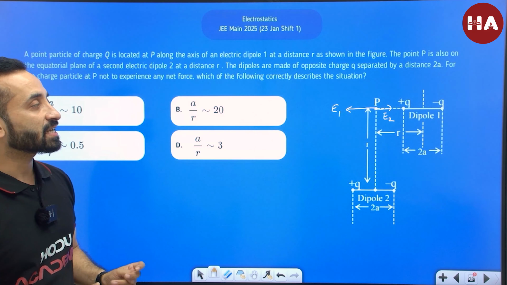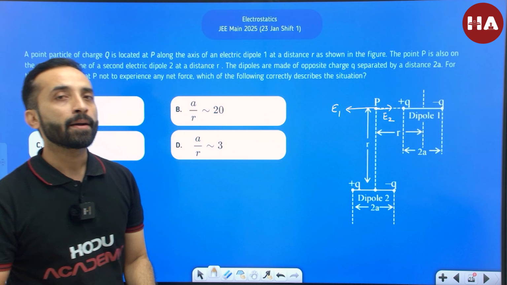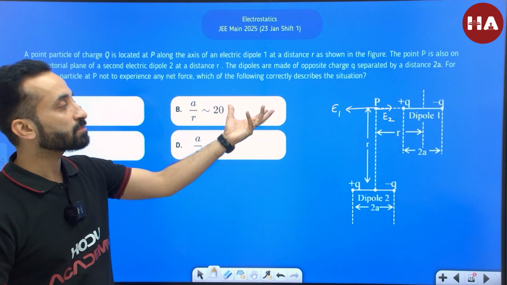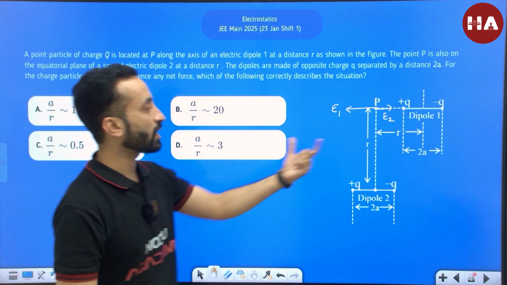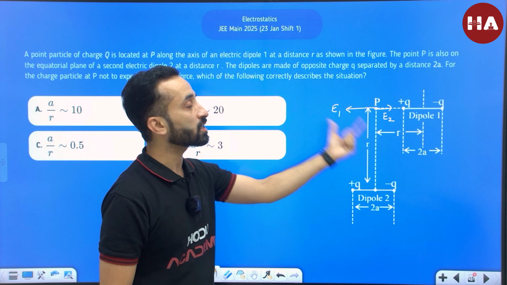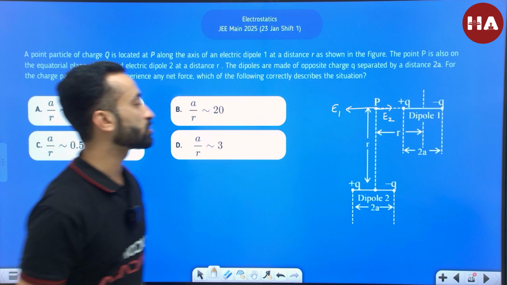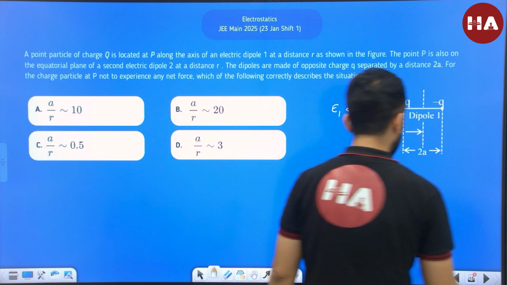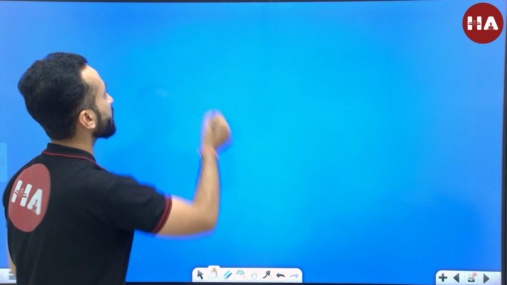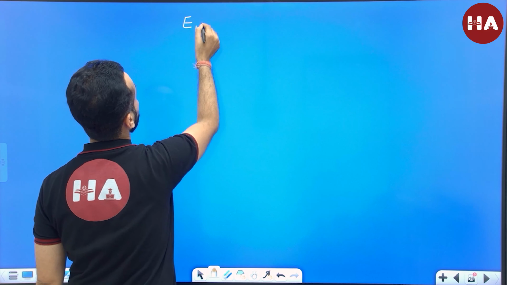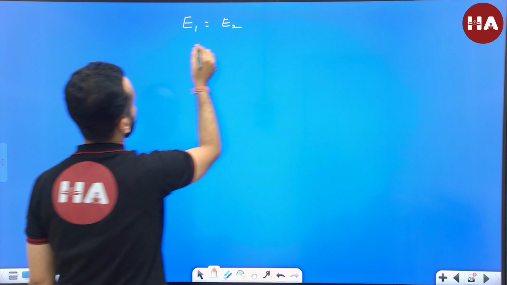So in that case it should be given as a bonus, but let's assume that just by using this, what answer do we get? One more thing, students, it is not to be considered as a point dipole, so we will use the expression for general field of dipole, right? So for one it is like an equatorial point, and the other is going to be an axial point. So let's equate the fields.